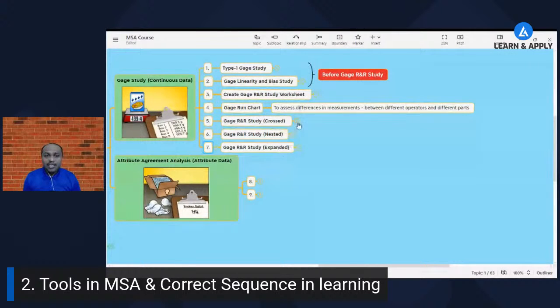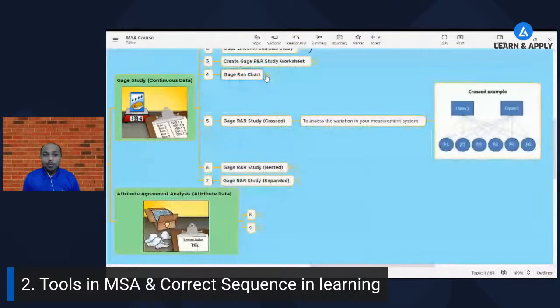Gauge R&R study crossed is used to assess the variation in your measurement system when every operator is able to measure each part. That means the operators and parts are crossed. Each operator is going to measure all the parts in the measurement system analysis. In other words, we can say operators and parts are crossed. In that case, we are going to use gauge R&R study crossed.